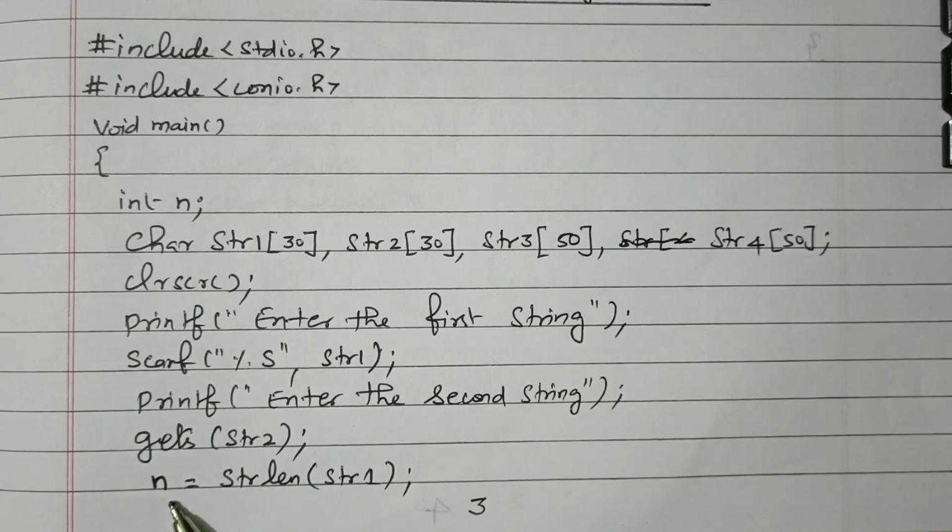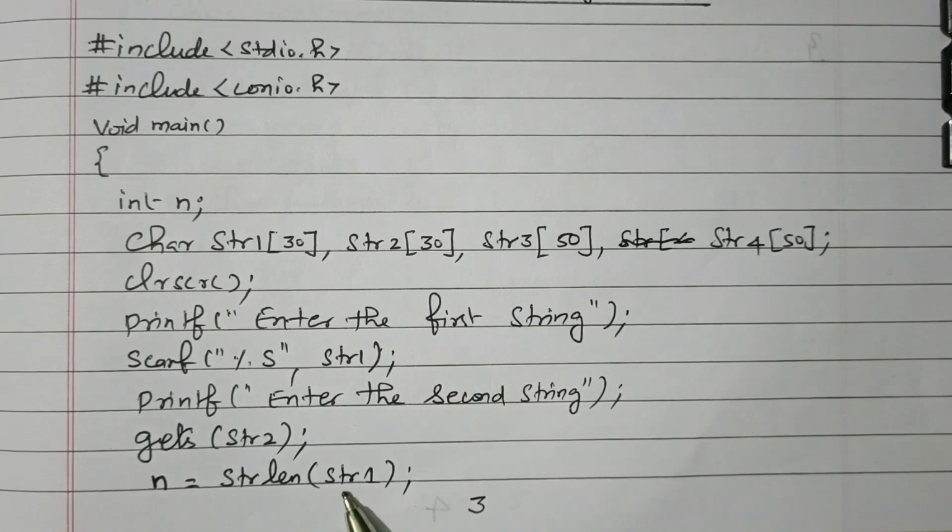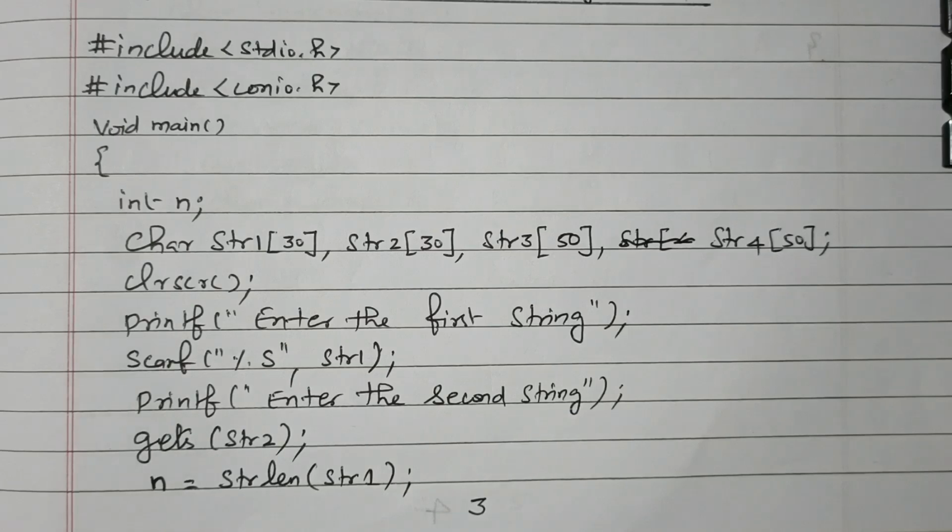Now we'll use the first string handling function, strlen, string length, str1 in brackets. It will return how many characters are available in string 1. That will be stored in n. We already declared n as an integer type, right? So the number of characters identified by this string handling function, string length, will be stored in the integer n. Now we'll go to the next handling function.